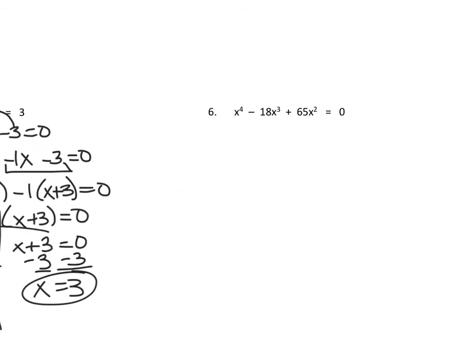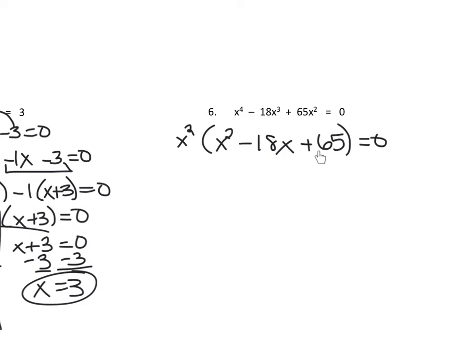All right, now for this, the equation's already set equal to 0. So I'm just going to factor. Now here, the first thing I'm going to do is factor out a greatest common factor of x squared, which is going to leave me with x squared minus 18x, and then plus 65. Okay, and then I'll bring down the equals 0.